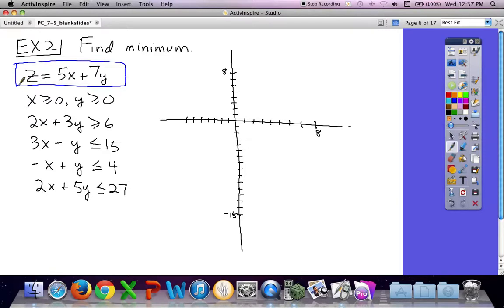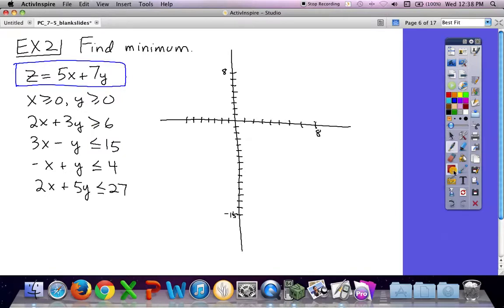Right, here's our constraints. A lot of constraints. But the first two are basically the first quadrant. In the end, we will be interested in the first quadrant. I put more on the graph because we'll need it to graph the straight lines.